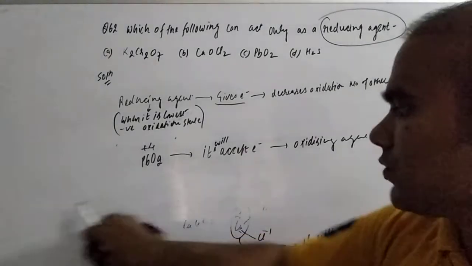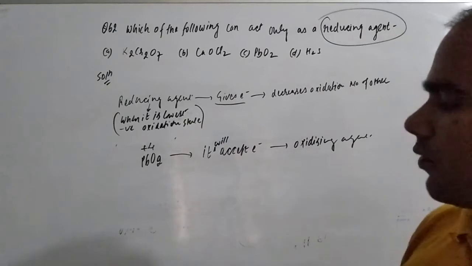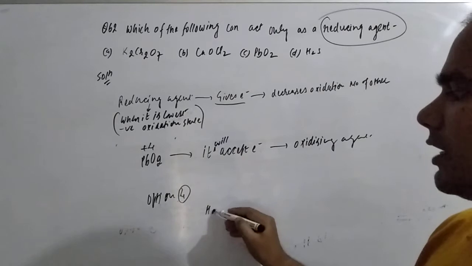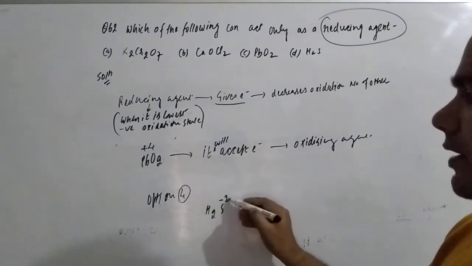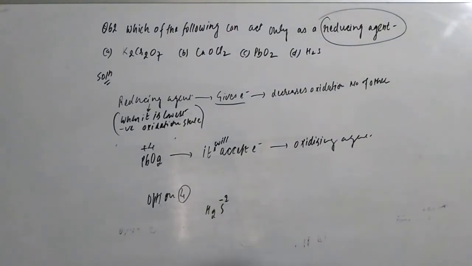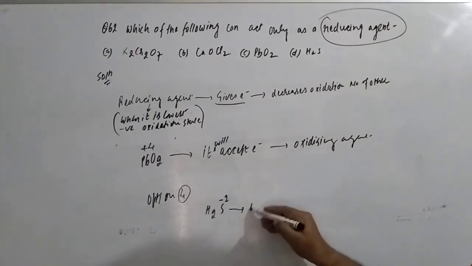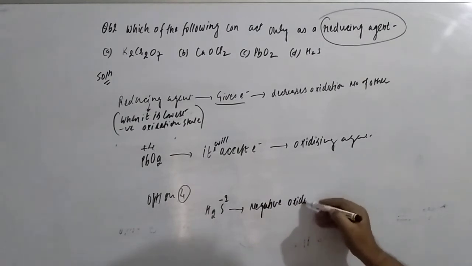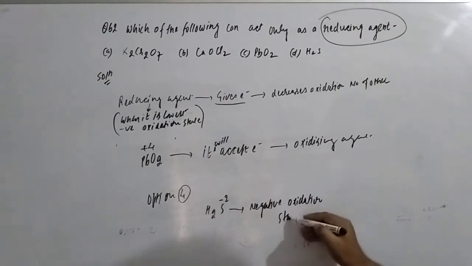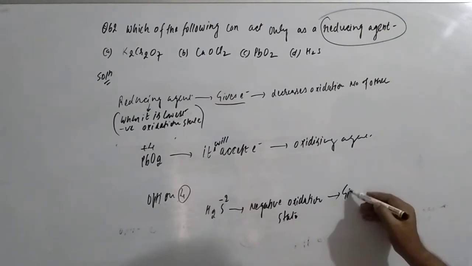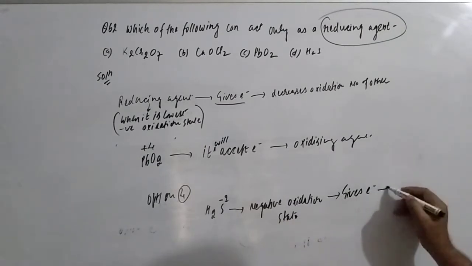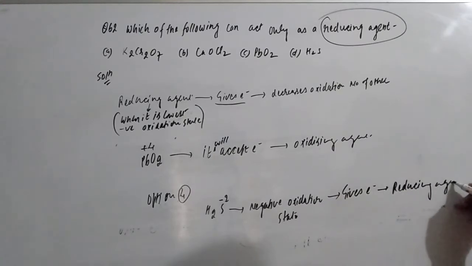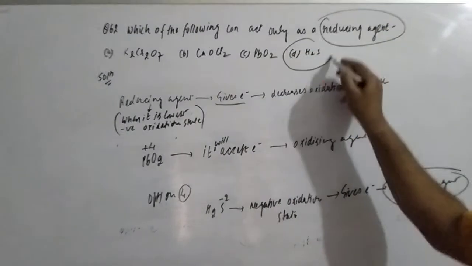Now you see the H2S, student. If you are taking option number 4, 3 are wrong, so option 4 must be correct, but we have to check whether it is correct or not. Sulfur is -2, a negative oxidation state. Negative oxidation state means what, student? It gives electrons. Giving electrons means reducing agent. So the correct option is option number 4.